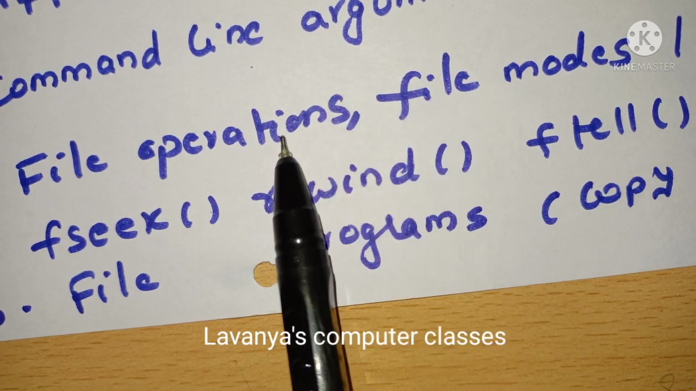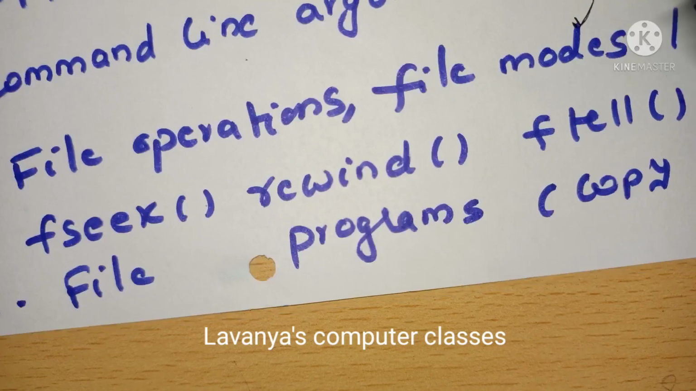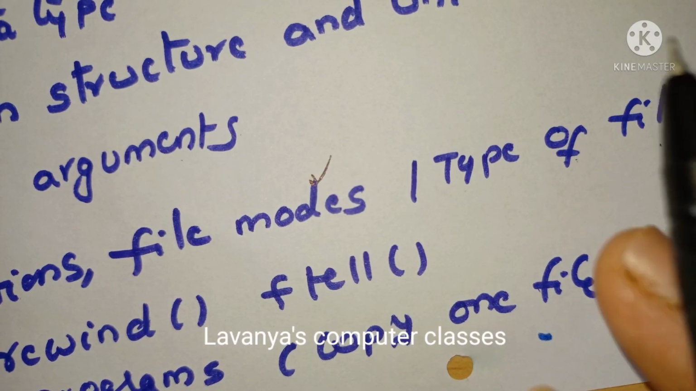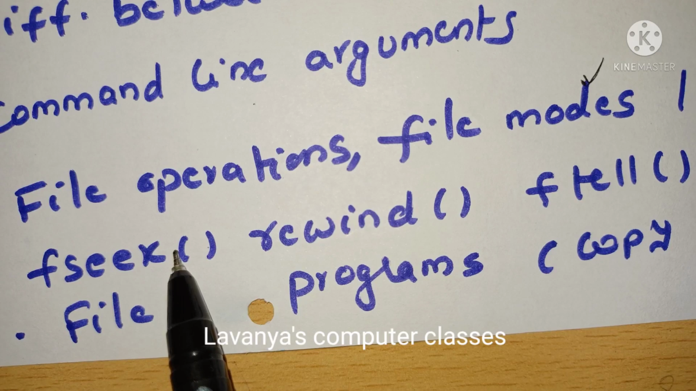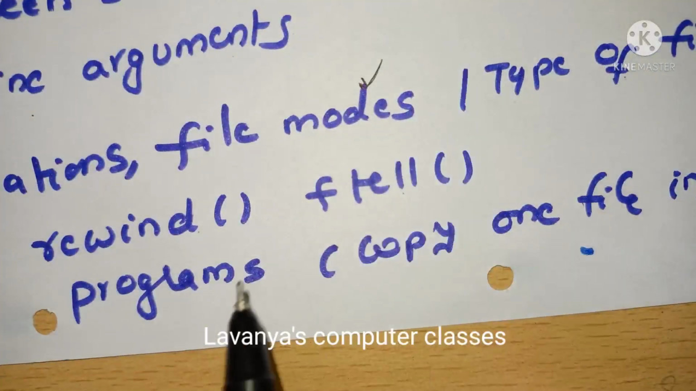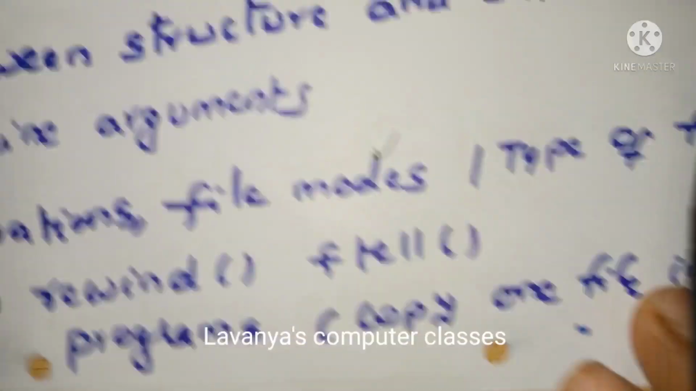Unit 5 is totally files. What is file? File operations, fopen, fclose, file modes. Very important question: file modes and types of files, binary and text files. And this is also a very important question. File operations, sequential and random access file operations, fseek, rewind, ftell, some functions. Then we concentrate on some file programs, copy the content of one file into another file, merging of files.